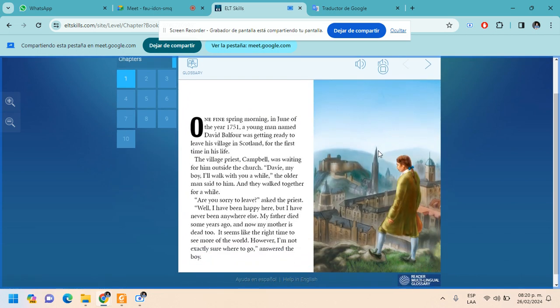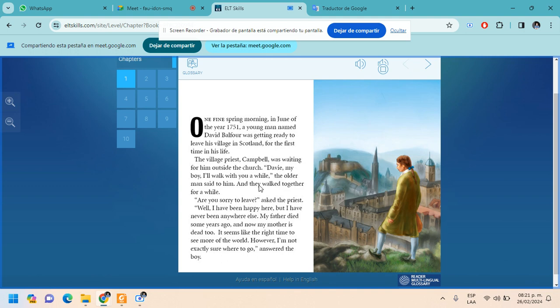Good. Now, tell me, in which city or in which country happens this story, this chapter one? In the United States? In Texas? In London? In Paris? In which city? Very good. Scotland. Okay. This is the place, no, where the story develops. Scotland, yes. His village in Scotland.